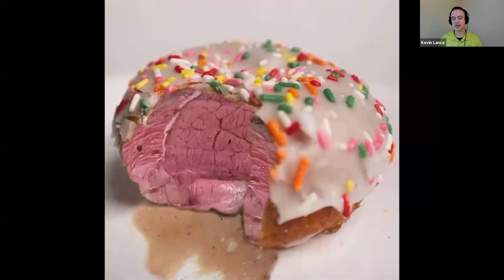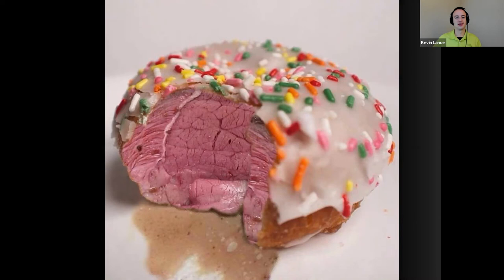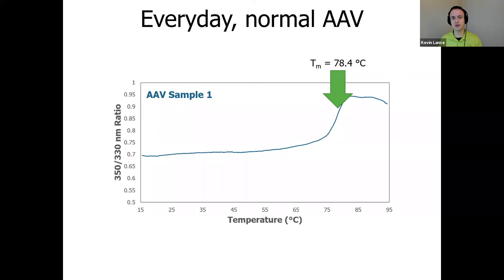Okay, changing topics. So with some AAV problems, you bite into them and it's just not what you expect. What do I mean by that? Let me show you. In this case, we have everyday normal AAV. We are looking at the capsid unfolding and melting behavior, and we're looking at it by checking out the 350 to 330 nanometer ratio. So not the BCM in this case, but there's a very good reason for that.